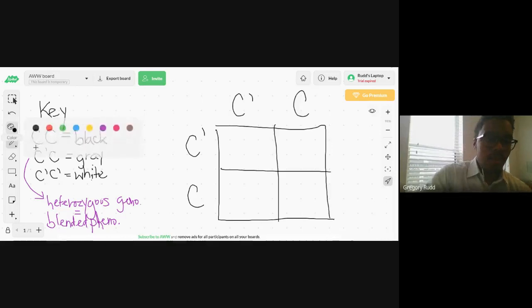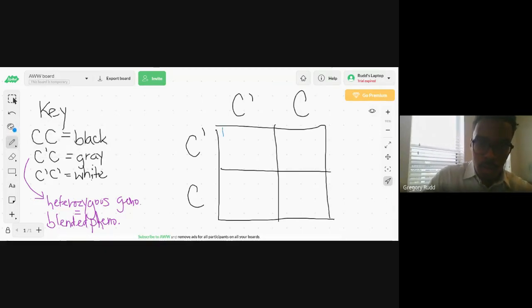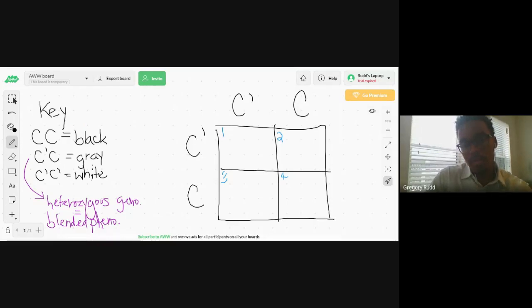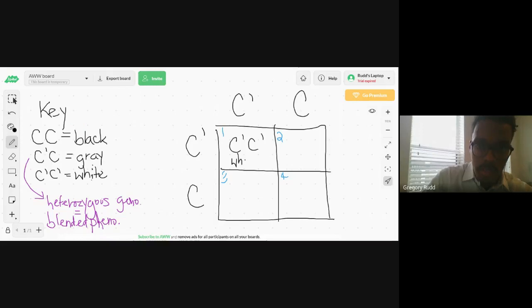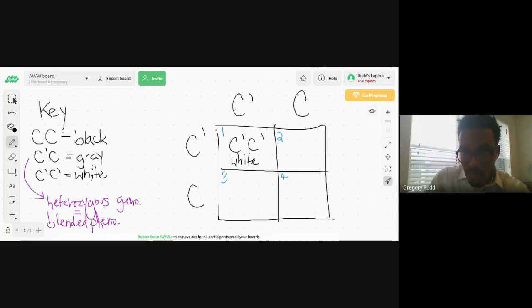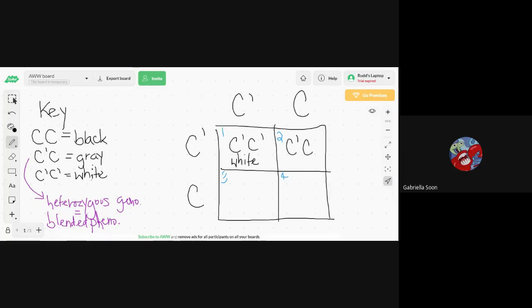So let me number my boxes really quickly. 1, 2, 3, 4. What should go on box number 1? Square 1, C prime C. C, C prime. Good. Excellent. C prime C prime, so this would be white. What about in box number 2? C prime C. Yes, you're right. C prime C.